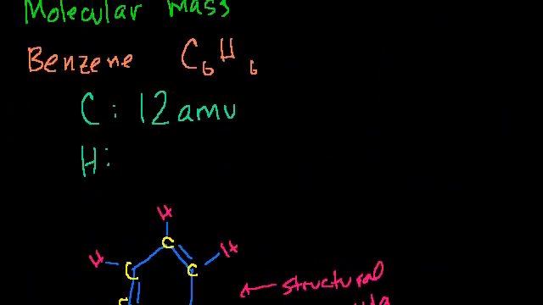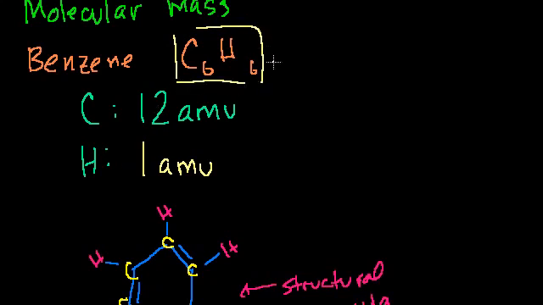If it had any neutrons in it, it would have been at least an atomic mass of 2, but hydrogen has an atomic mass of 1 atomic mass unit. So what is the mass of one molecule of benzene?